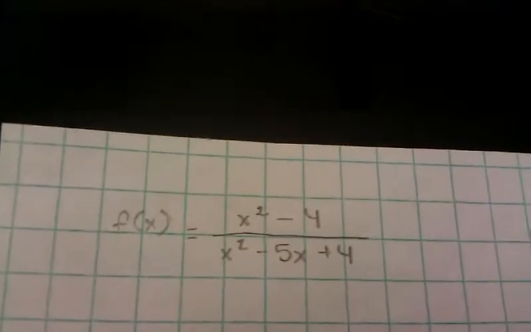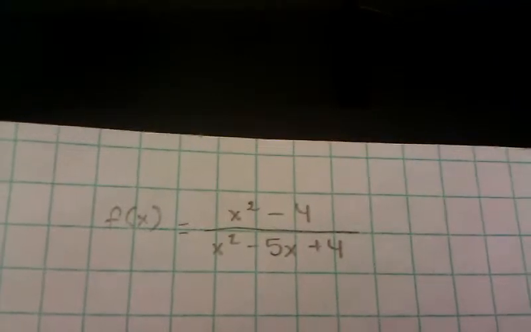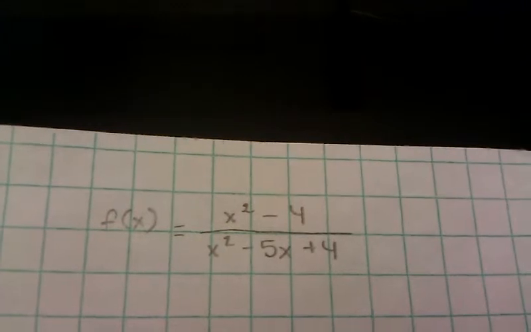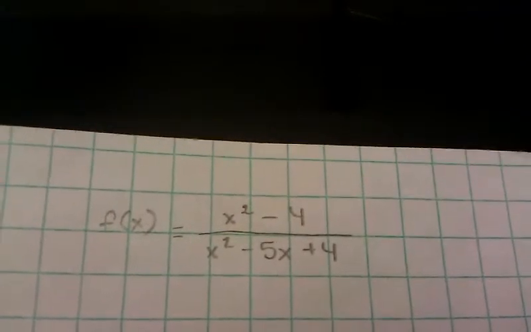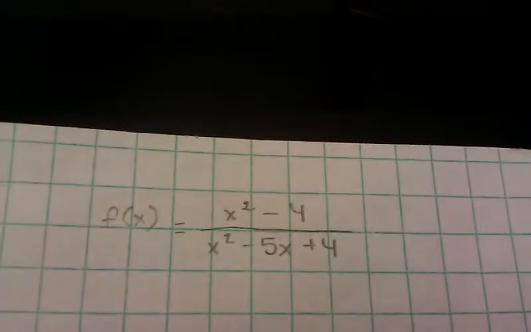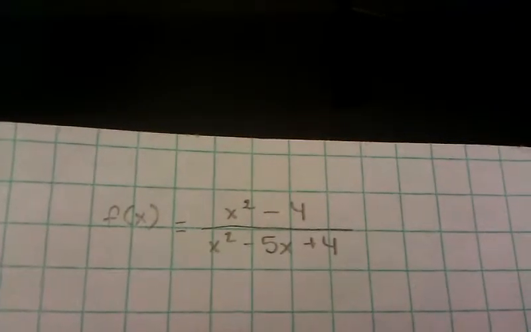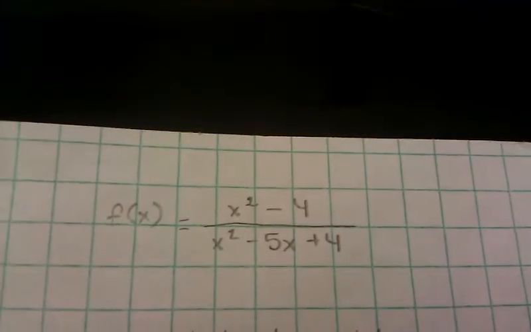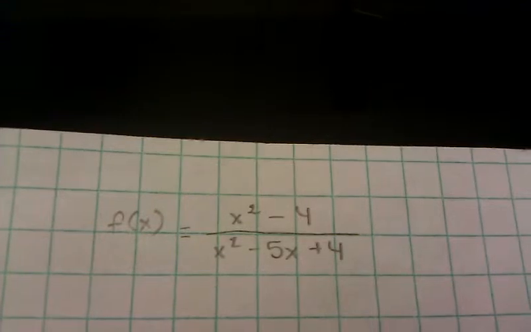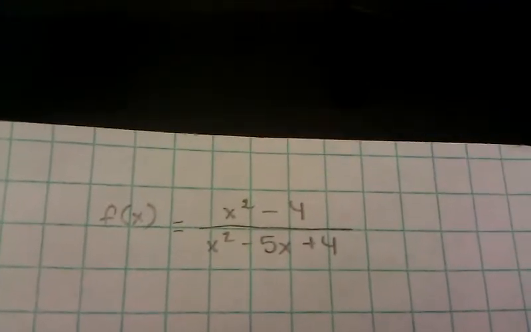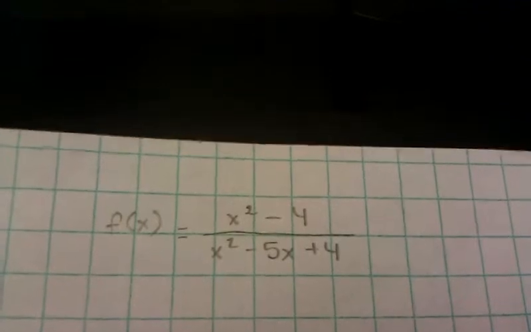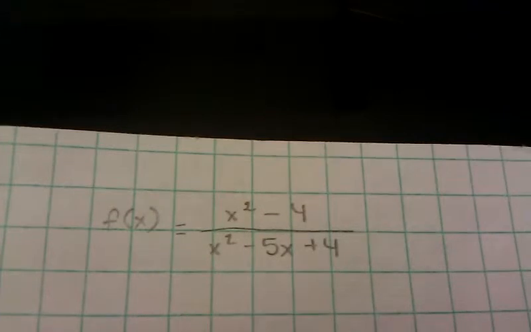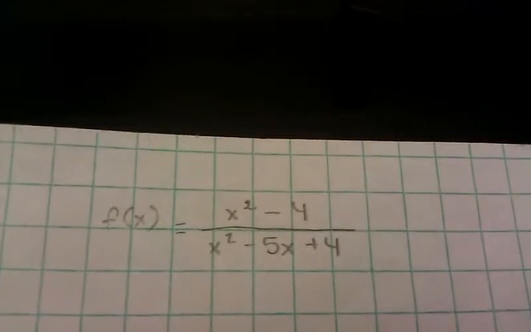Concept 1 through 7. This is the problem that I create. F of x equals x squared minus 4 over x squared minus 5x plus 4. Remember that when we have this kind of rational function, we will try to find the horizontal asymptote or slant asymptote, vertical asymptote, holes, domain, x-intercept, and y-intercept. Now we need to determine if this function has a horizontal asymptote or slant asymptote.